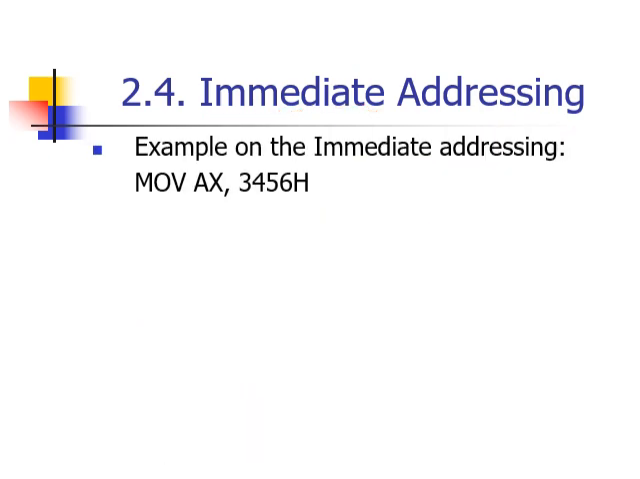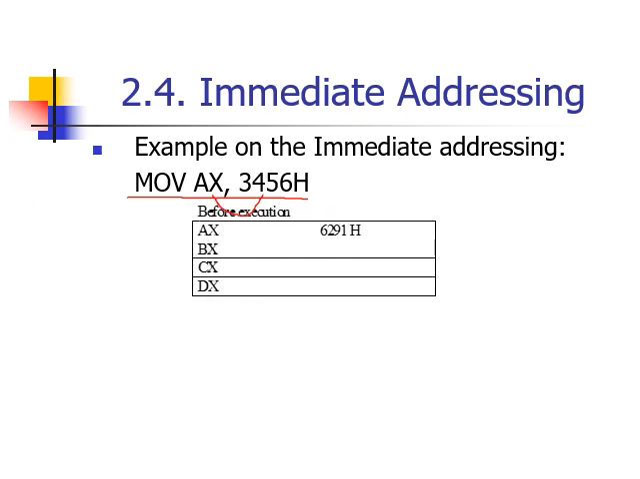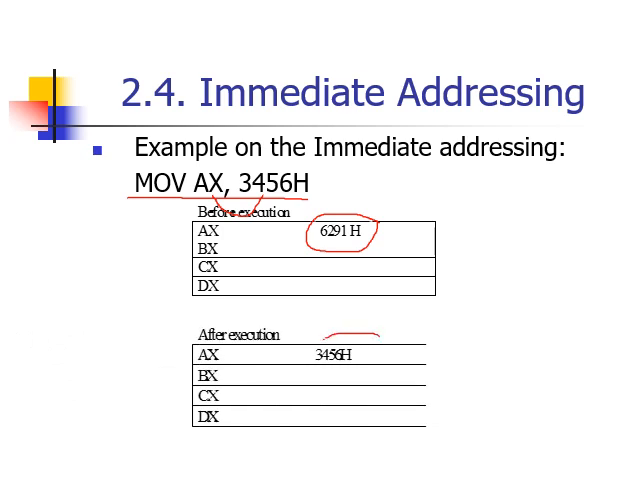Example: MOV AX, 3456 hexadecimal. This will place 3456H into AX. Before execution, the value inside AX is given. This is definitely going to change, and this 6291 will be lost. After execution, this value becomes 3456 hexadecimal.